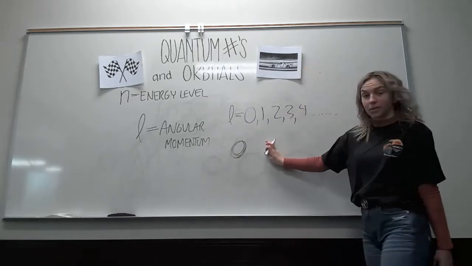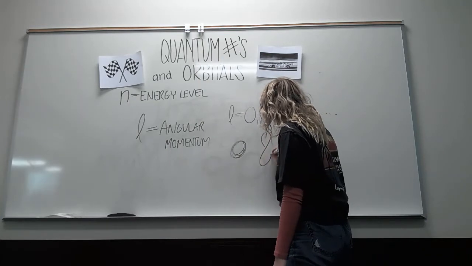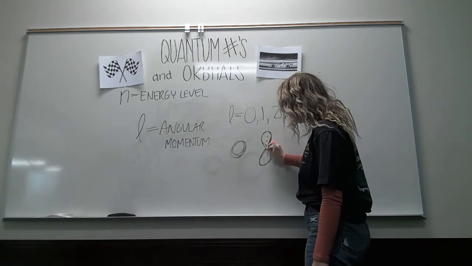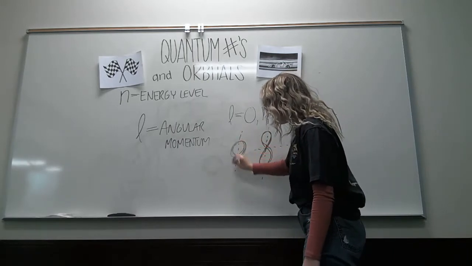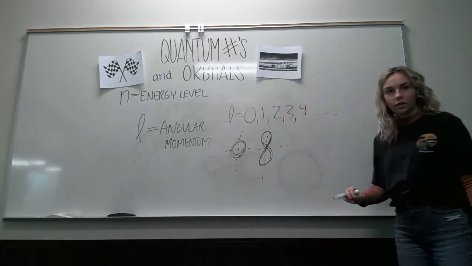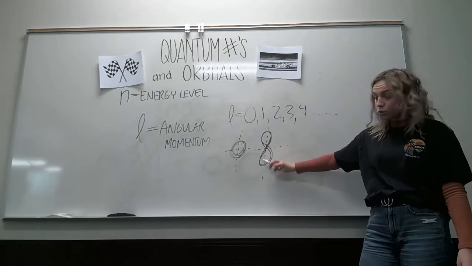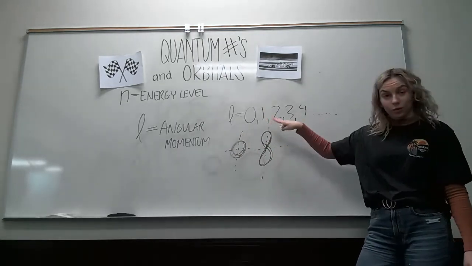The second angular momentum shape we've got is kind of a little figure 8. And we're talking about a nice little x and y axis. So if you see, the first one's got a nice little circle shape, but then the second one has 2 little loop-de-loops. And that is L equals 1.